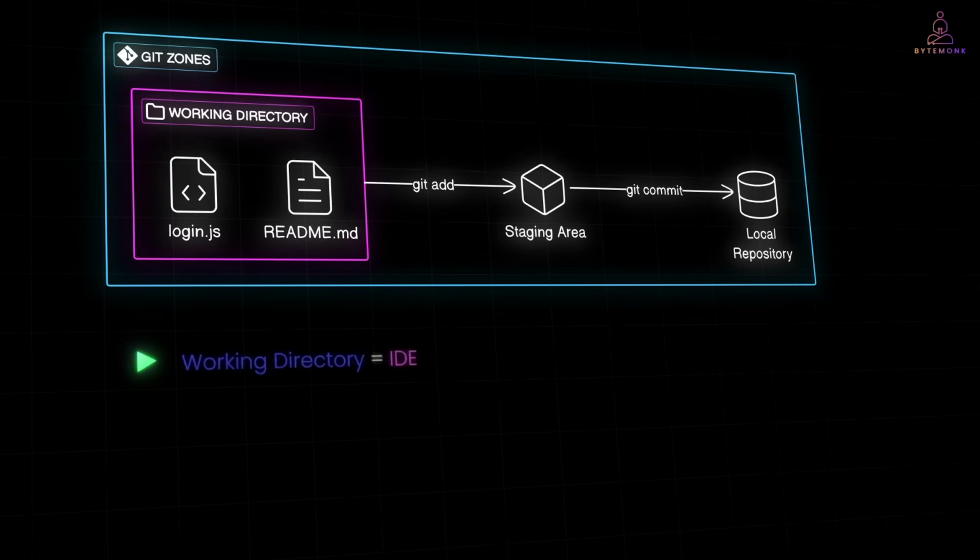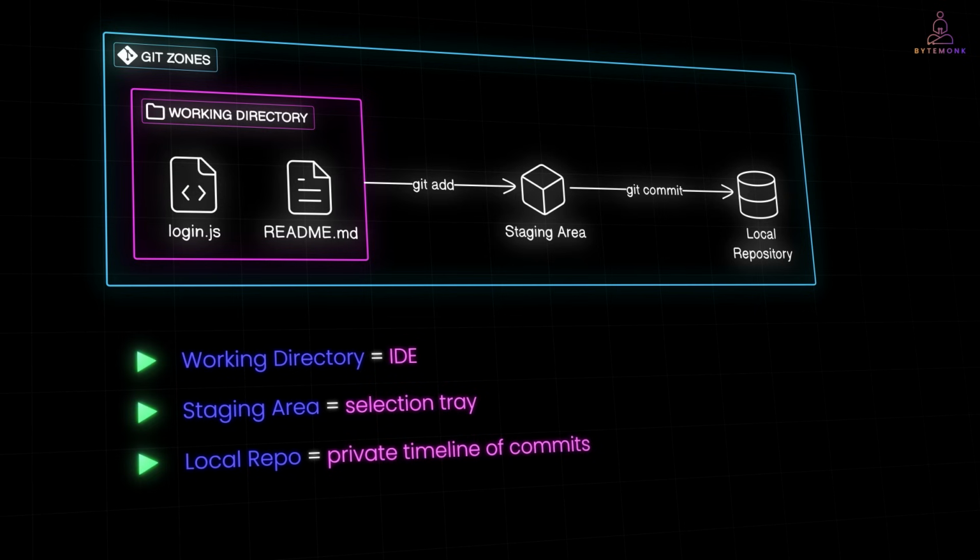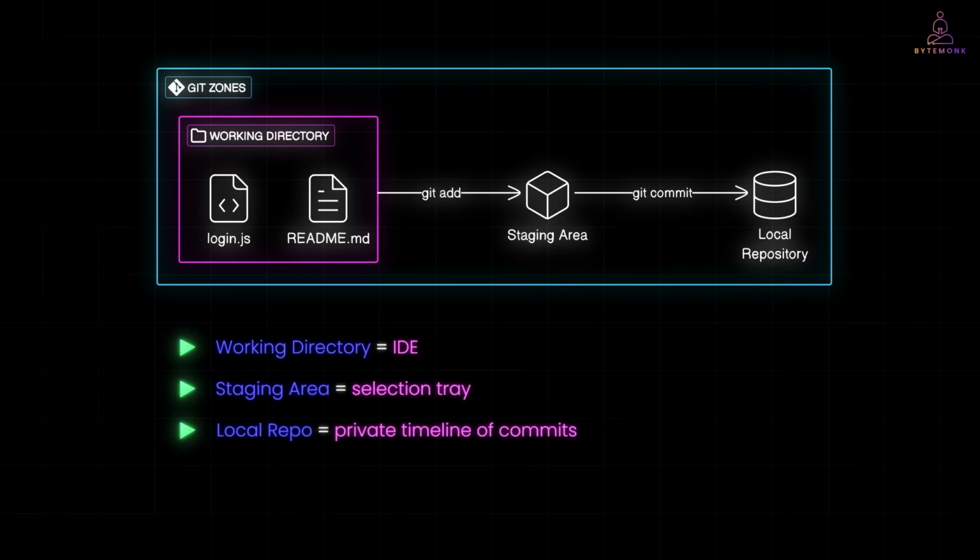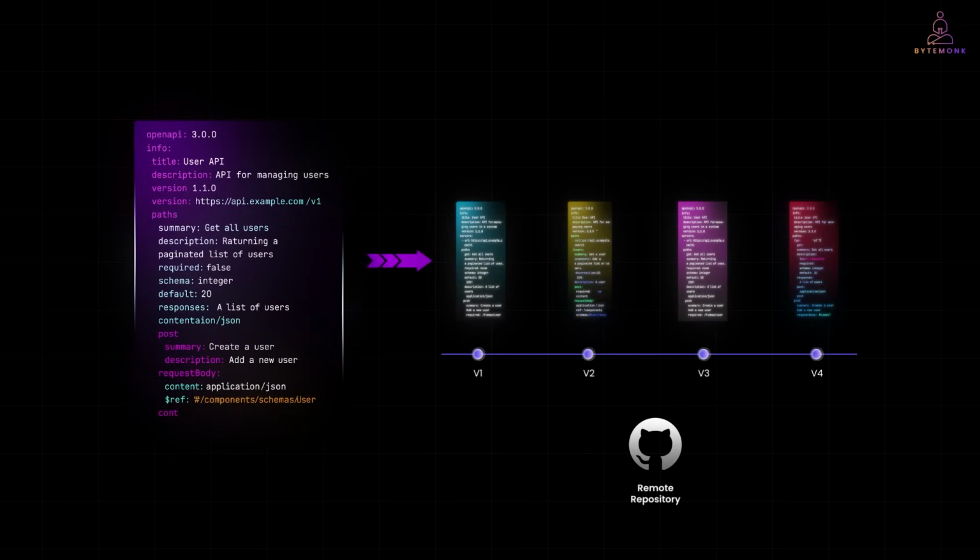So in short, the working directory is your IDE, the staging area is your selection tray, and the local repo is your private timeline of commits. This setup gives you full control. You can commit in chunks, try ideas, undo mistakes, all before sharing anything with the team. Which brings us to the remote repository.